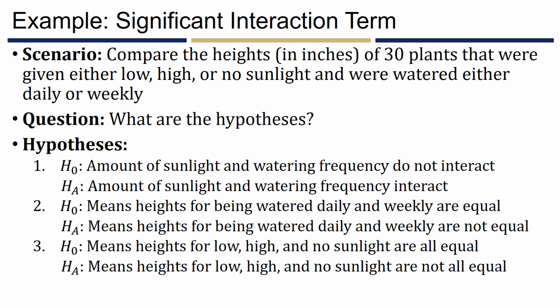And then finally, we have a set of hypotheses for amount of sunlight. The null hypothesis states that the average heights for low, high, and no sunlight are all equal, against the alternative that the three means are not equal across the different sunlight levels.